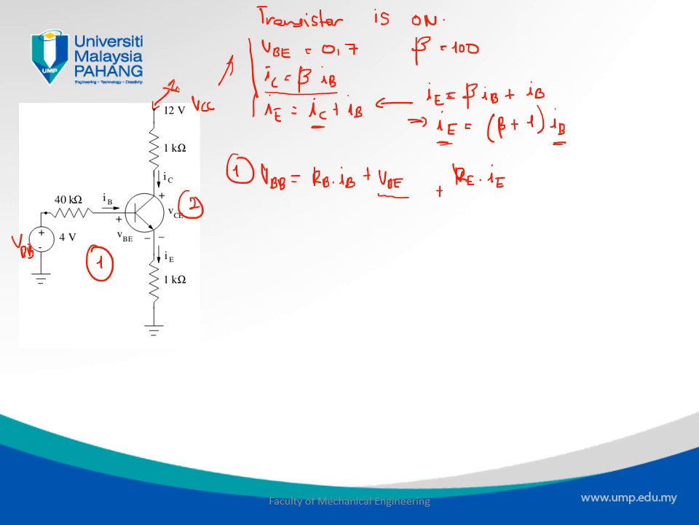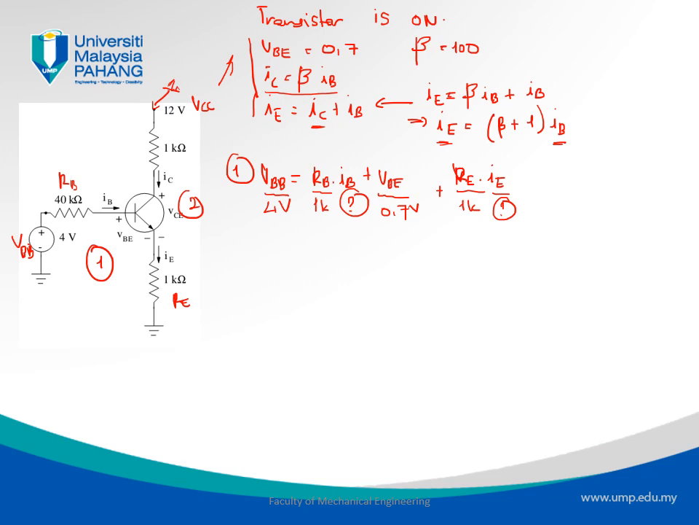Now we know the value of VBE, which is 0.7 volts. VBB, we know the value, it is 4 volts. RB, we also know the value, so RB is the resistance over here, it is 1 kilo. IB is the thing that we don't know yet, so it's a parameter that we want to look for. RE is also 1 kilo ohm. And then IE is something that we don't know. So this equation has two unknowns, IE and IB.